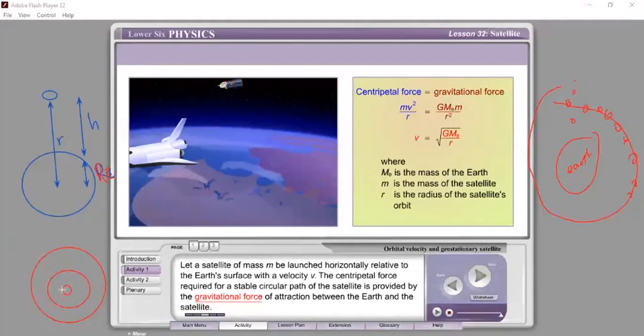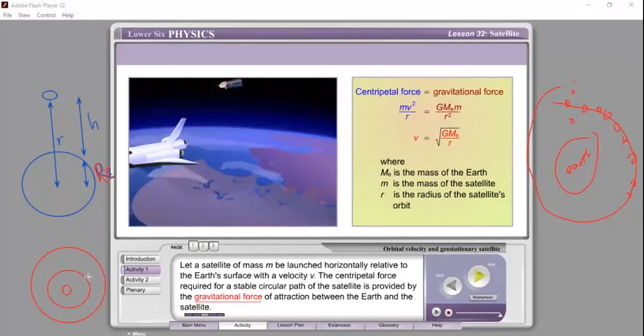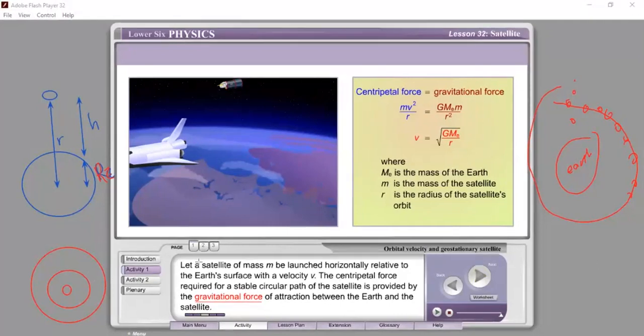Once the satellite is launched to a certain height, we need to set how much velocity the satellite has so that it will always revolve around the Earth without falling back to the Earth or flying away from the Earth. Okay, let's move to the next slide.